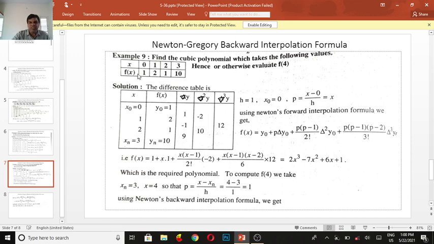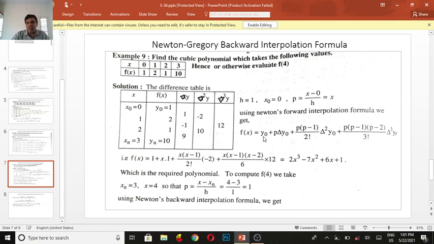Observe the interval: 0, 1, 2, 3, so h is 1. The initial value x naught is equal to 0. So we can find p equal to x minus x naught divided by h. We don't know x, and x naught is 0 and h is 1, so p equals x. Using the forward interpolation formula, because f of x we can find.